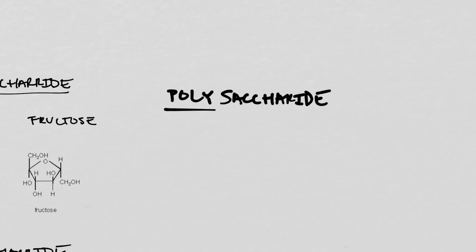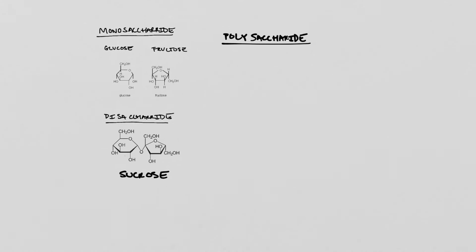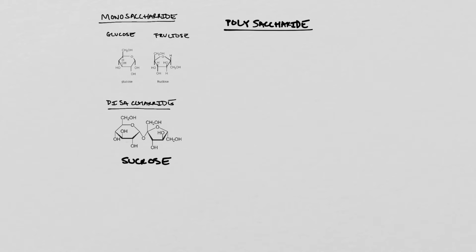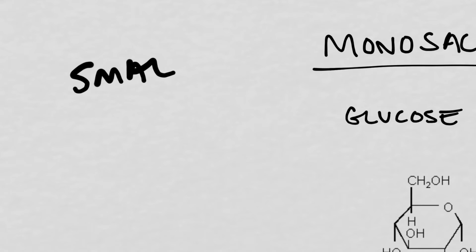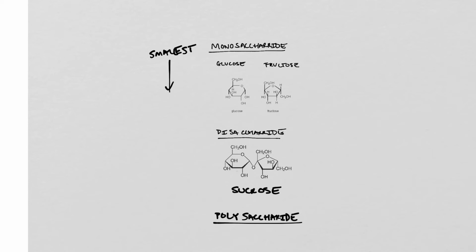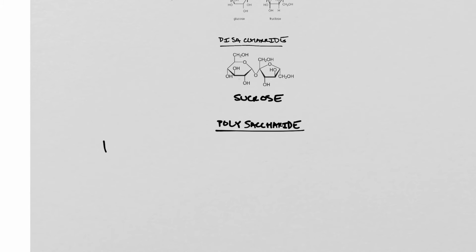And as you might have guessed, a polysaccharide is going to be many sugars. Actually, I should probably put it down below here because we're going in order of smallest, down to biggest. So a polysaccharide is many sugars all put together, and you've probably heard of a couple different polysaccharides.